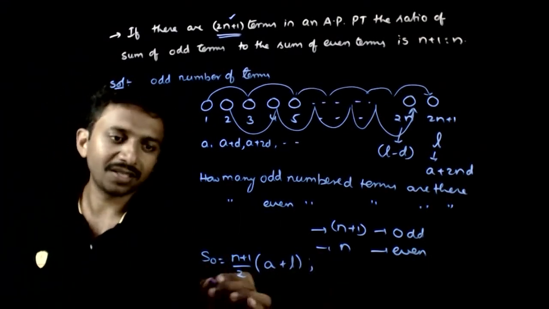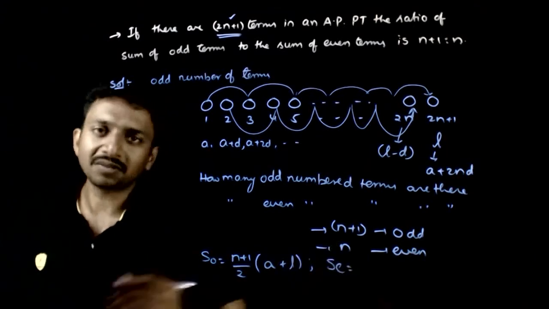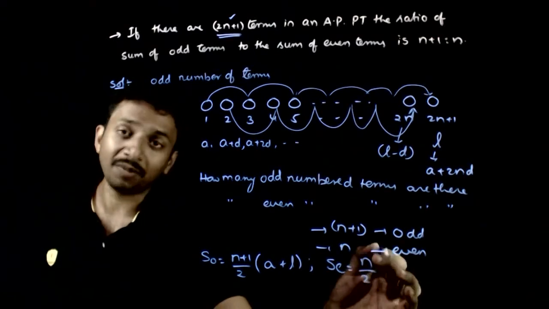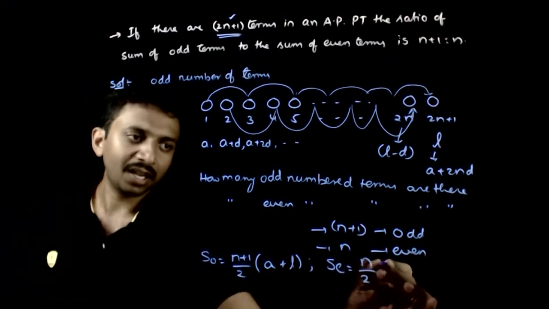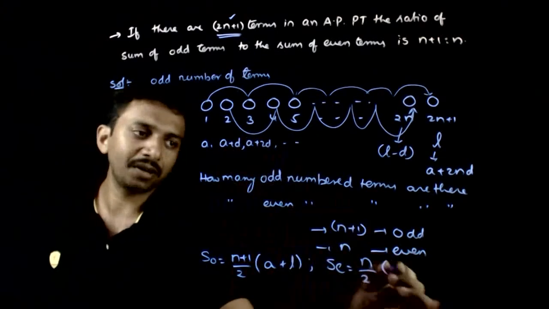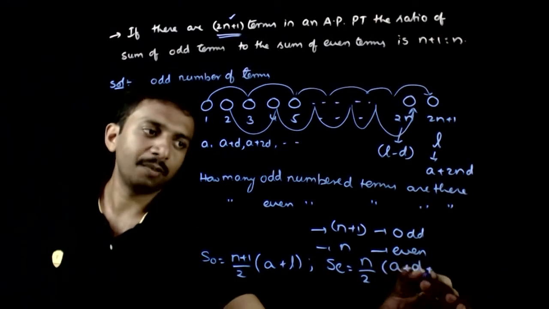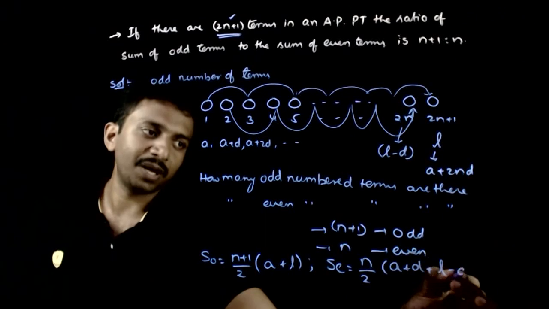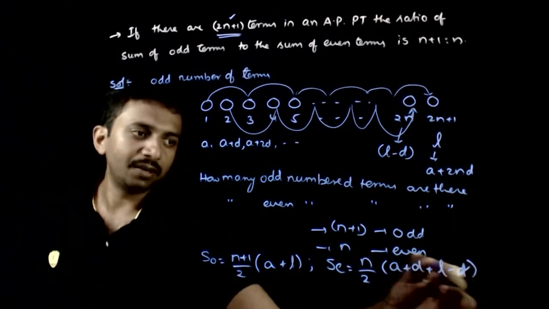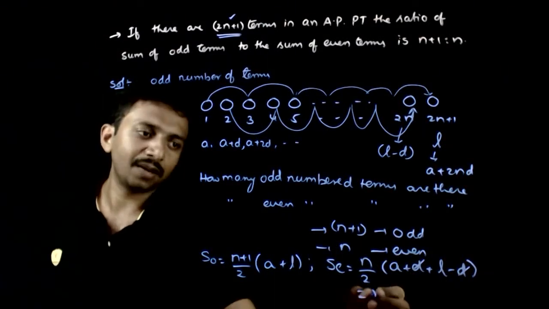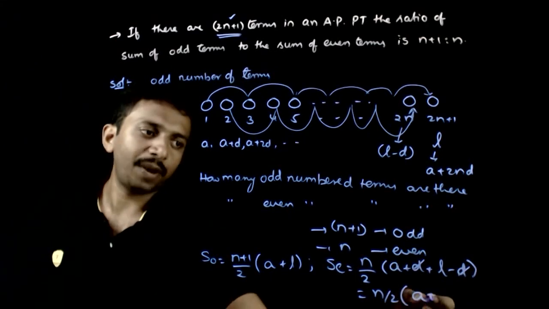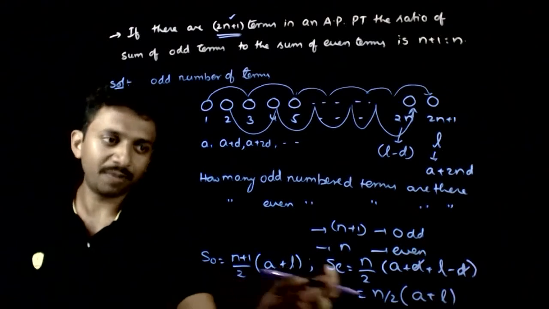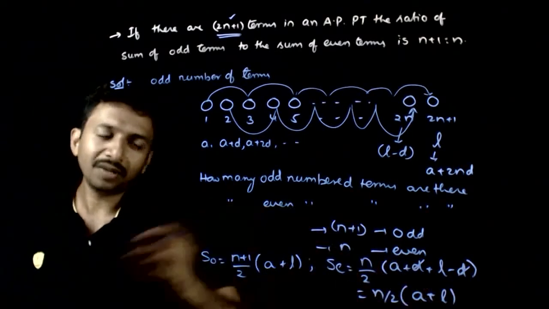Similarly, what is the sum of even numbered terms? The sum of even numbered terms is the number of terms, this time n terms, by 2 into first term. Where do we start? We start from A plus D, plus the last term, which ends at L minus D. That is equal to, D cancels out, n by 2 times A plus L. Sum of odd numbered terms is n plus 1 by 2 into A plus L, and the sum of even terms is n by 2 into A plus L.